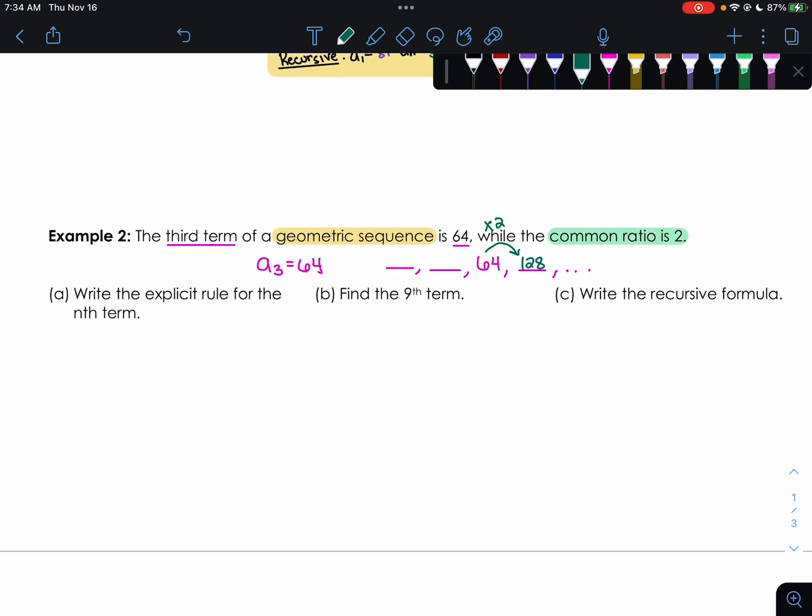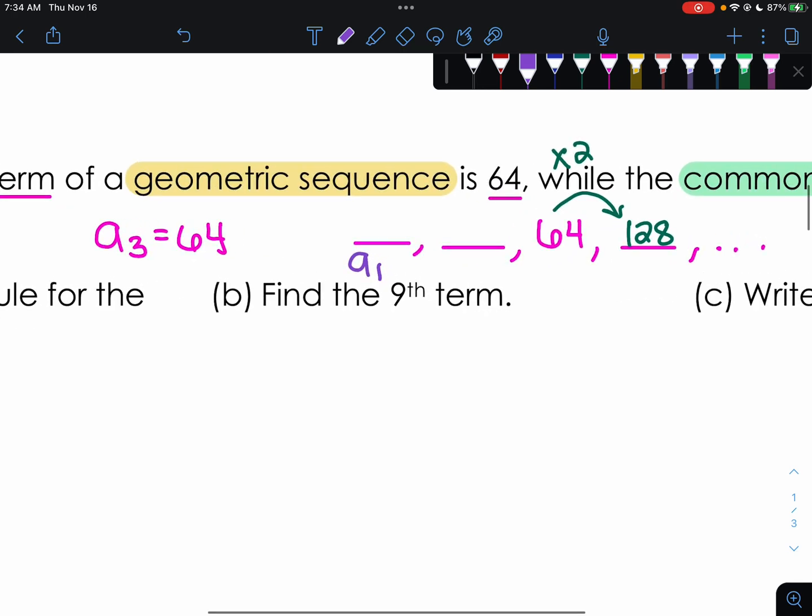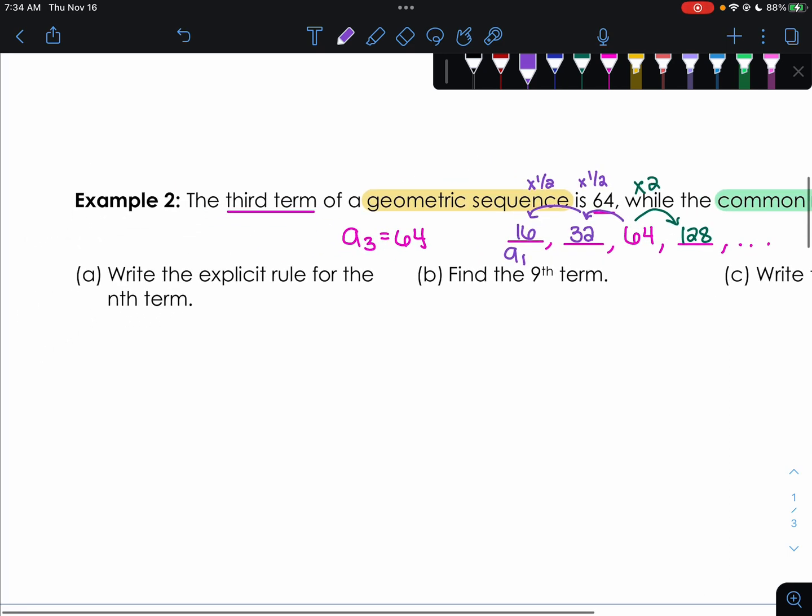So that means that we need to know this first term, a sub 1. Well, if I'm getting the next term by multiplying by 2, if I go the opposite direction, so if I go from here to here, I'm really going to multiply by 1/2. Well, 64 times 1/2 is 32. I need to multiply by 1/2 one more time, and that gets me my first term of 16. So now I know my first term is 16.